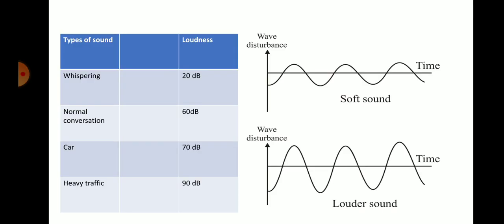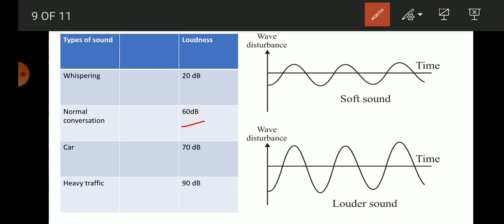Next, we'll see some types of sound with their loudness. Whispering loudness is 20 decibel, normal conversation is 60 decibel, a car is 70 decibel, and in a traffic jam with heavy traffic, when the vehicles honk, it is 90 decibel. That means it is above our bearable range, so at that time it becomes noise. So when loudness is above 80 decibel, it becomes noise.